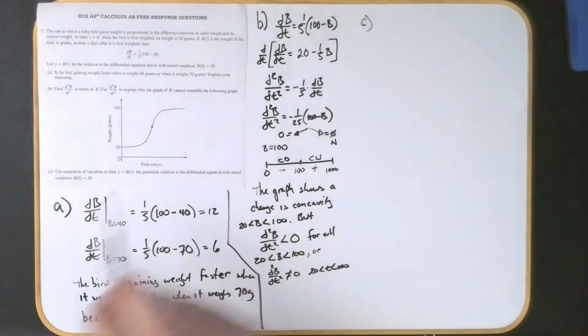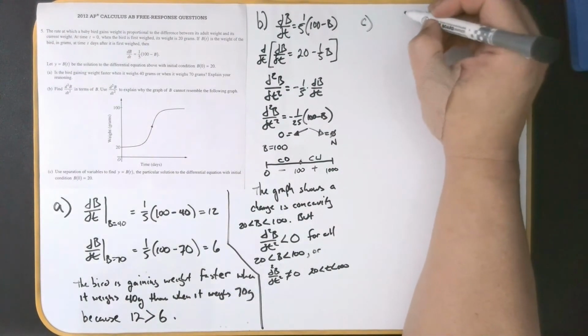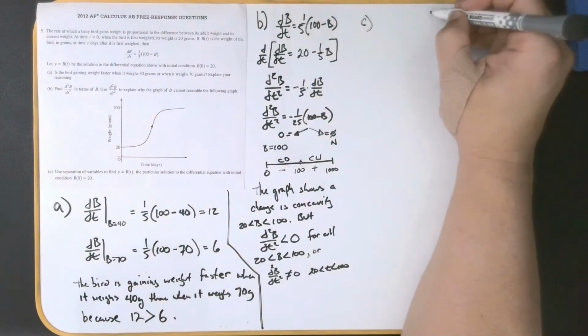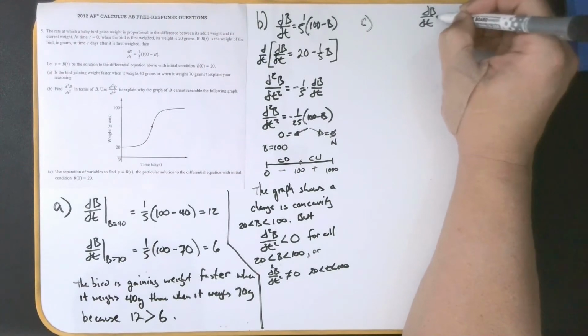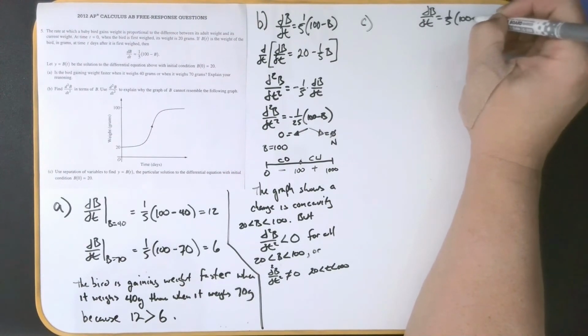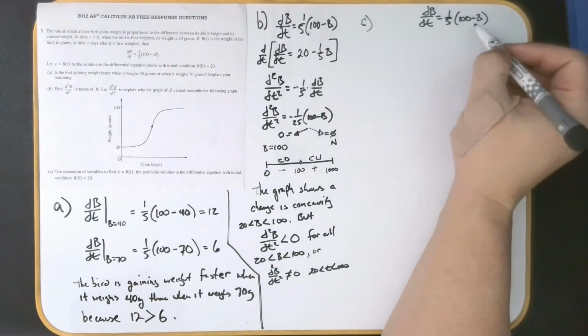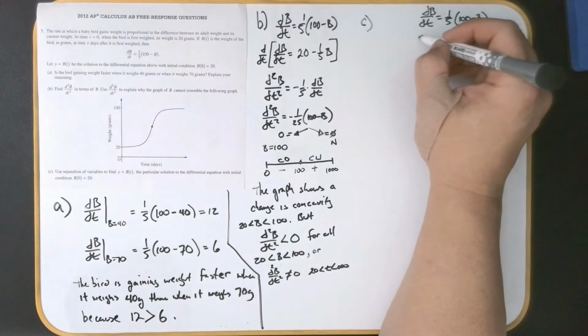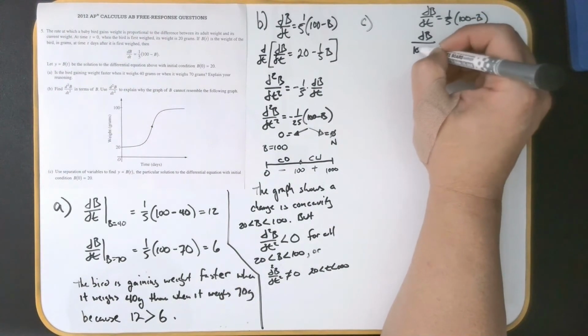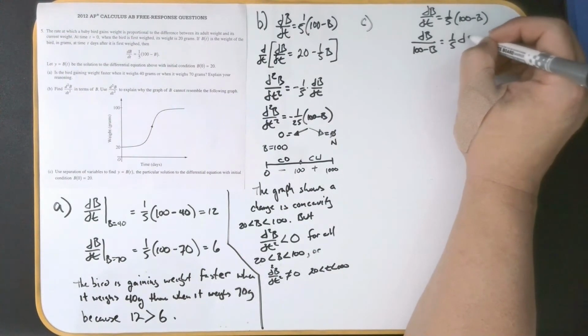And the last part says, use separation of variables to find y equals b of t, or basically just solve the differential. Okay, so if you're good at solving differential equations, this is where 5 points are, and let's see what we can do here. So the equation is db dt is equal to 1/5 (100 minus b). So can you solve that equation? Step 1, let's bring the 100 minus b over here. So this is going to be db over (100 minus b) is equal to 1/5 dt.